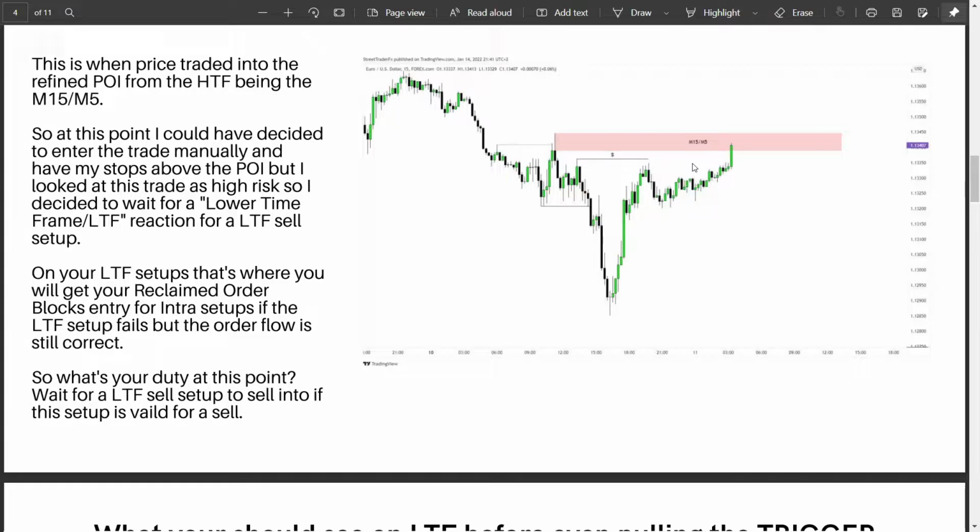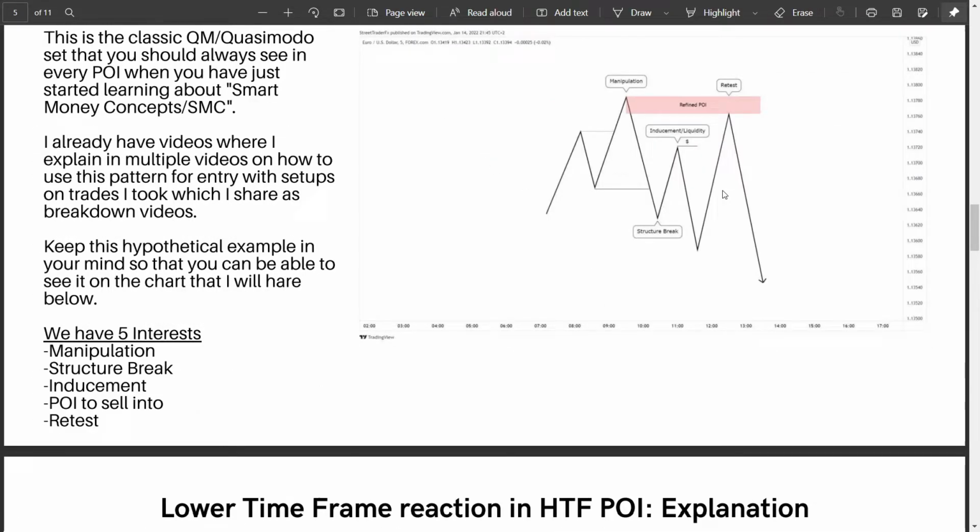So once you trade into your higher time frame POI, which is the M15 and M5 POI, which was refined, right? This is what you want to see. You want to see the same setup on a lower time frame, right? Let's say on the M1, you want to see an M1 stop hunt, break of structure, a small inducement, and then a retest on the M1 POI, right?